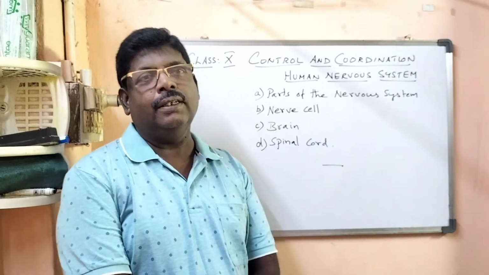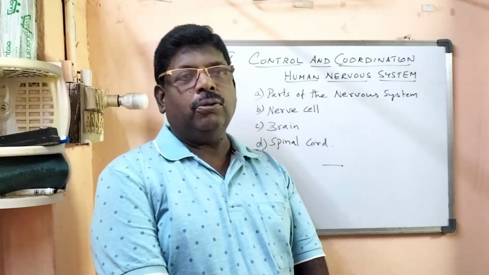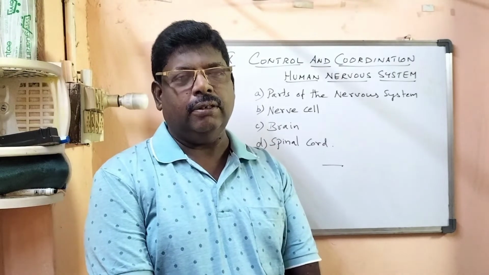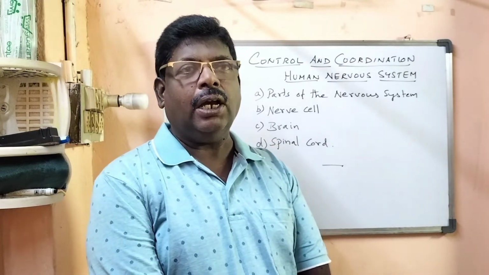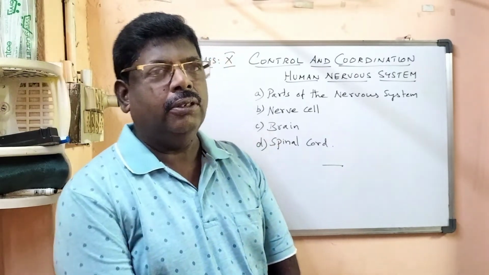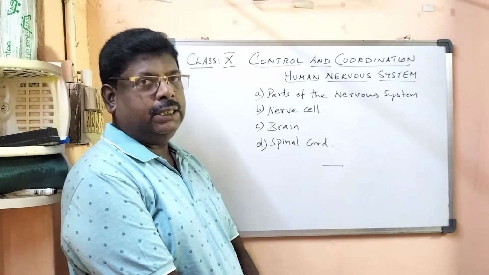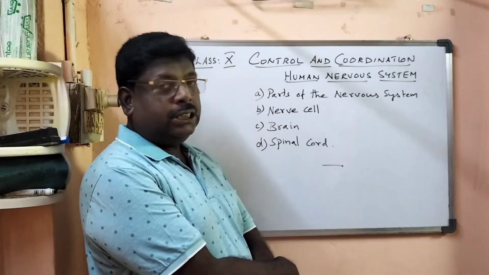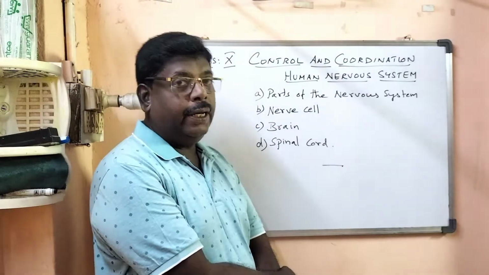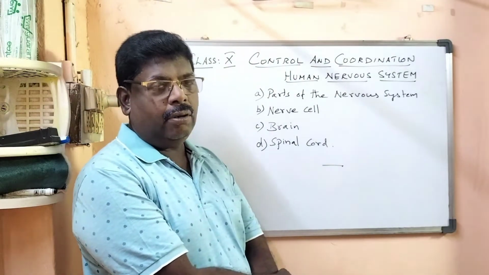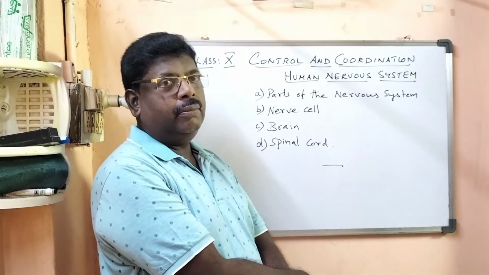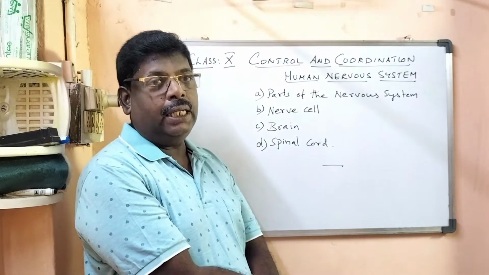Hi everyone. In this video, let us see about control and coordination, chapter 7. This video is for class 10. So we'll be seeing about the human nervous system. Under that, we're going to see parts of the nervous system, nerve cell, brain, and the spinal cord.